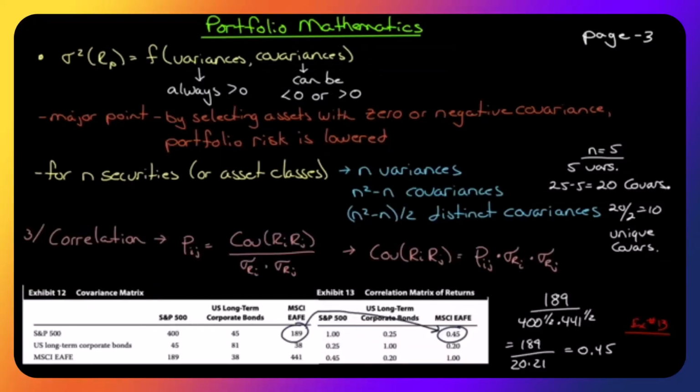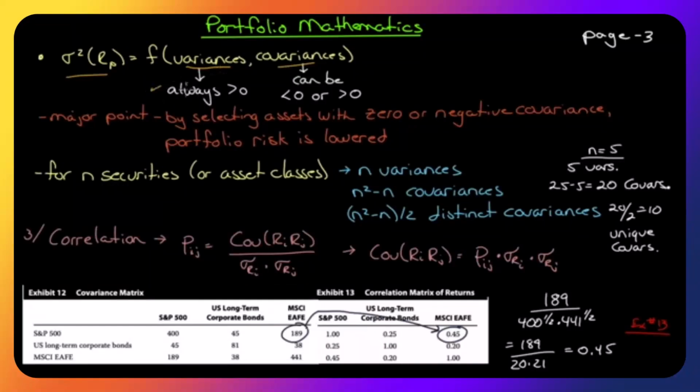Okay, so let's look at some properties here of portfolio risk or portfolio variance, so that we are prepared when we see this in portfolio theory. And we draw a lot upon this at level 3, so it's good to get a good handle on it now. The variance of the portfolio is going to be a function of all of the variances and covariances of the individual asset classes or securities within the portfolio.